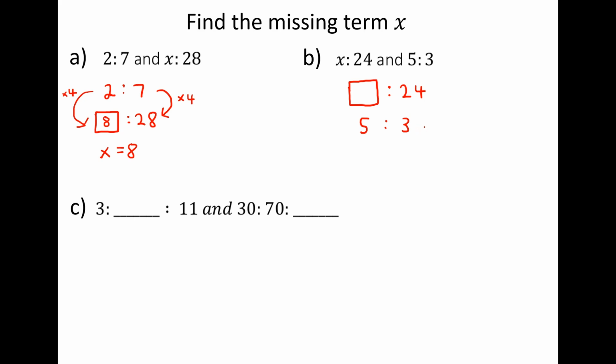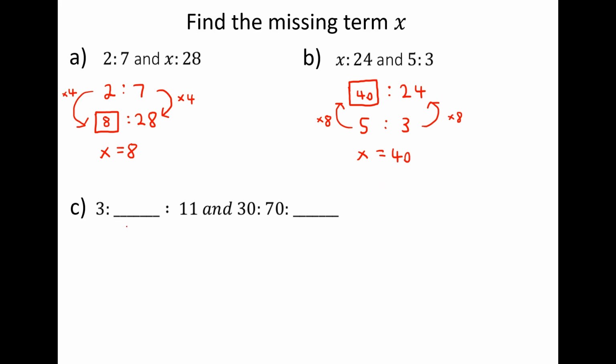Now I ask myself this, how do I get from 24 to 3? Or you know what, let's do this instead. How do I get from 3 to 24 here? Well, I multiplied by 8, right? Okay, great. So now what I do to one side, I have to do to the other side. So what's 5 times 8? 40. So that must mean that x is going to be equal to 40.